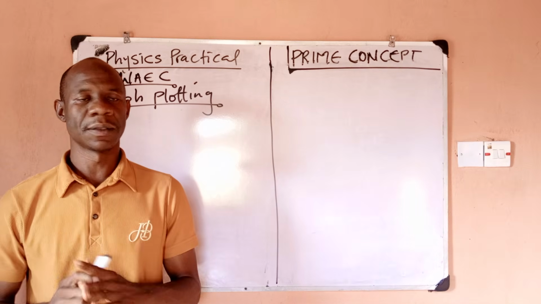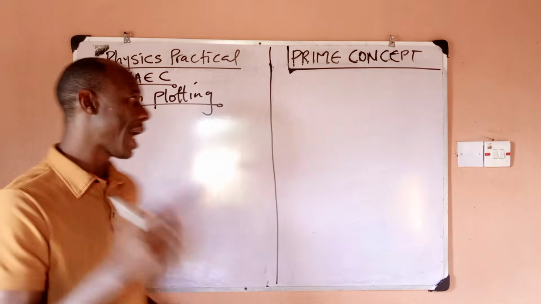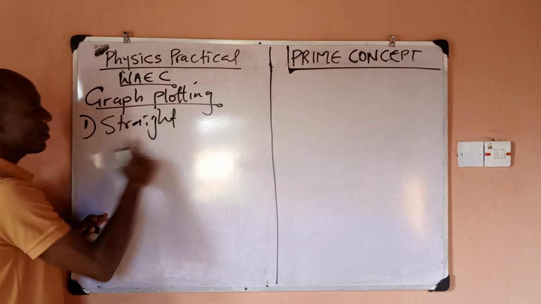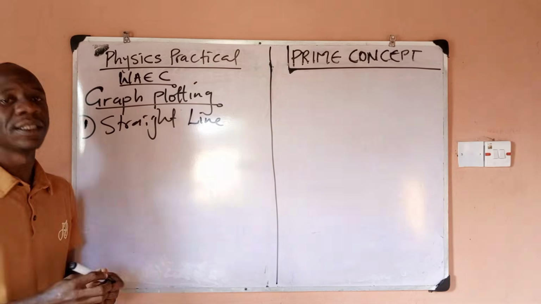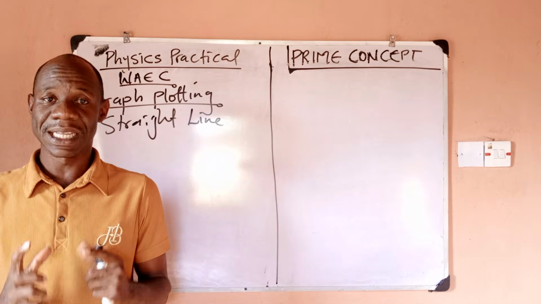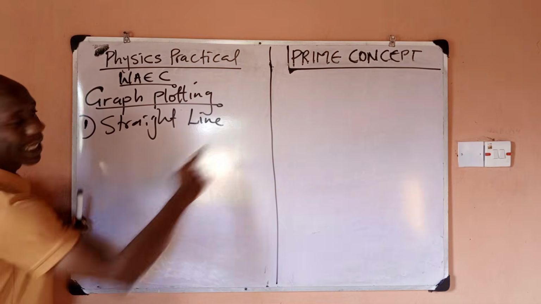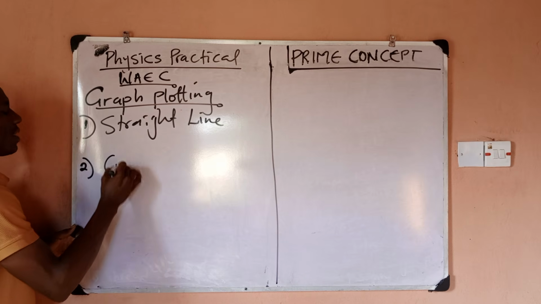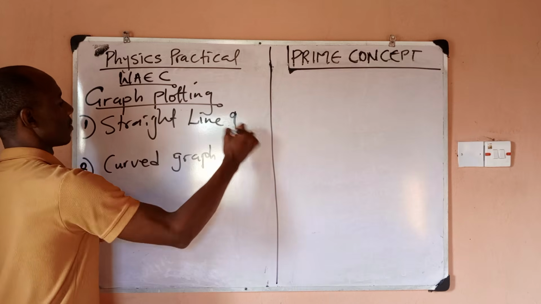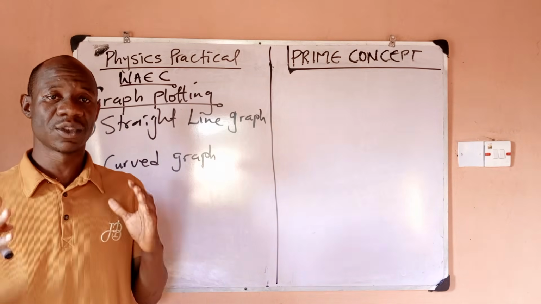Now, in WAEC graph plotting, 2 types of graph you can meet are: number 1 is a straight line graph, which is consistent. So in this 2026 exam, one of them must be a straight line. The other one I'm expecting might be a curve. So it means we'll be learning the 2 types of graph. So you have a straight line graph, and then number 2 is a curved graph. So these are the 2 types of graphs that WAEC would be releasing this year, 2026.